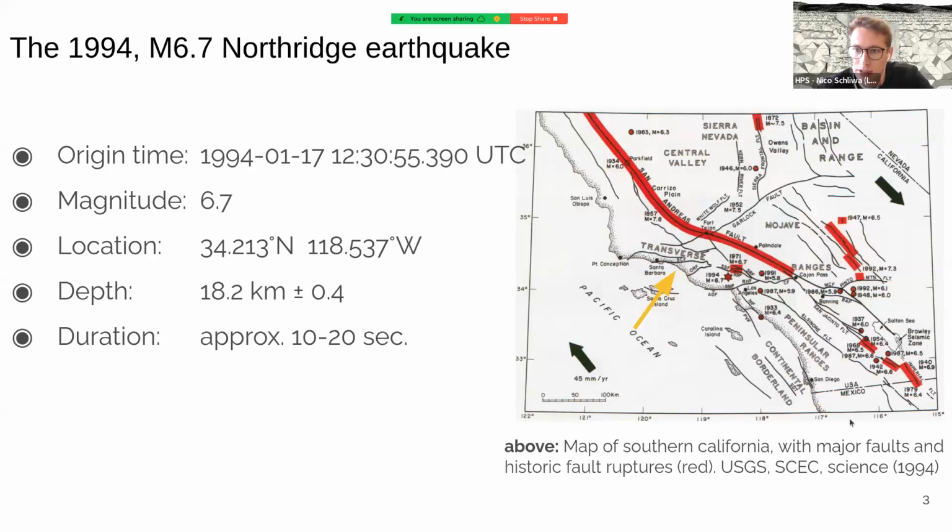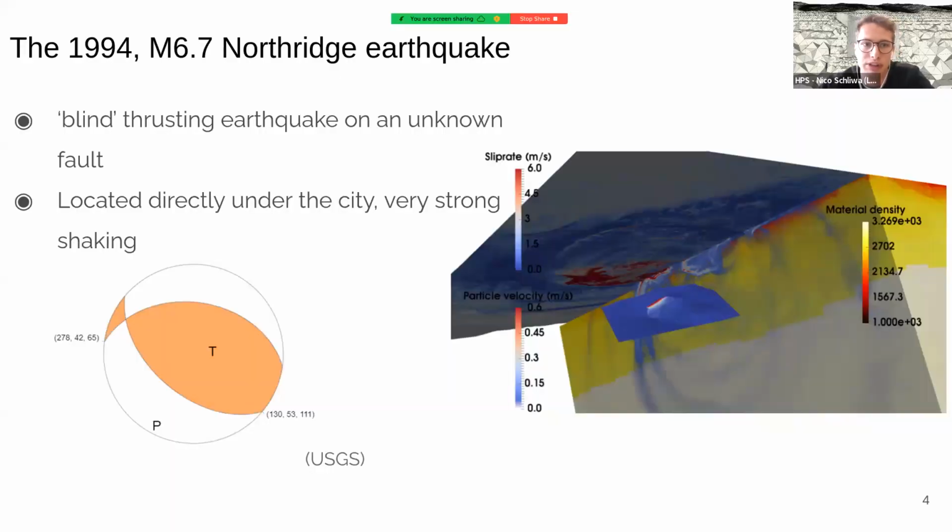So here you can see a map of California and the faults and a few large earthquakes. And here is the epicenter of the Northridge earthquake, and it was quite close to Los Angeles and had a depth of 18 kilometers. And what was special about this earthquake is that it's a blind thrusting earthquake, which means that the fault was completely below the Earth's surface, so there was not any surface expression, and also the fault was not mapped. So the people did not know that there was a fault, and so they did not know about the potential hazard. And it was actually located directly under the city of Northridge, which then experienced a very severe shaking.